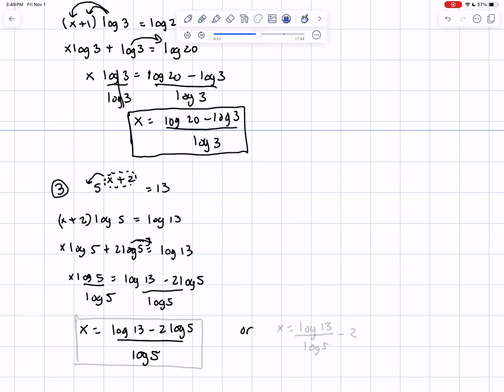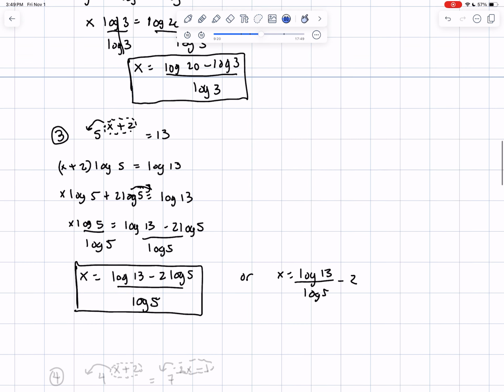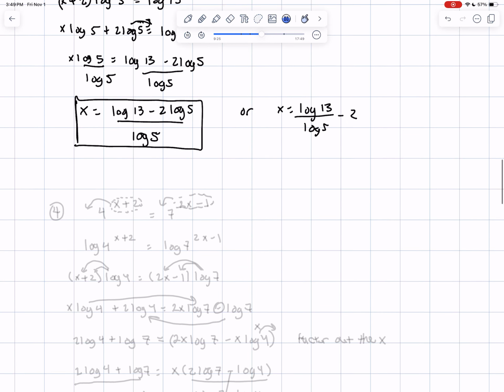Or it can be written as this, since they have the same logs. Just a -2. But if you write it like this is okay. It's the same thing. Okay, so let's do one that has 2 exponents. So we'll do the example from your textbook, and then we'll do one more that is not in your textbook.